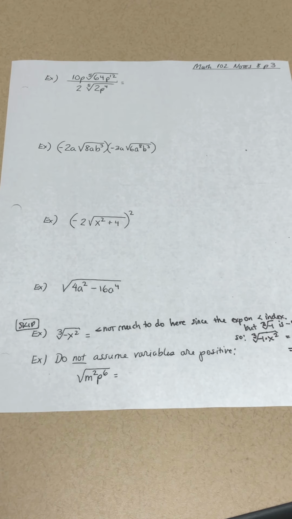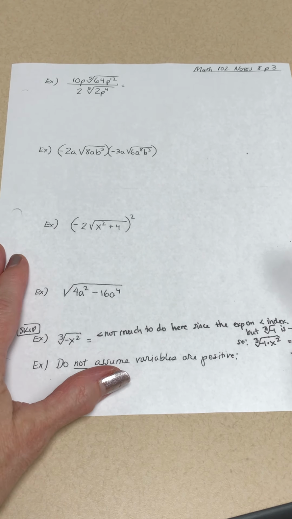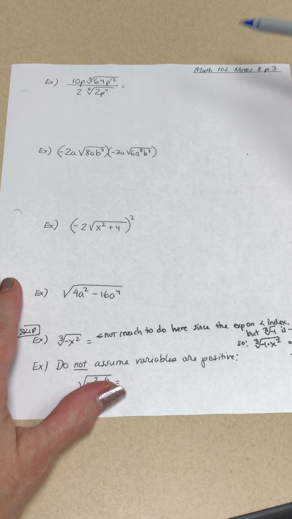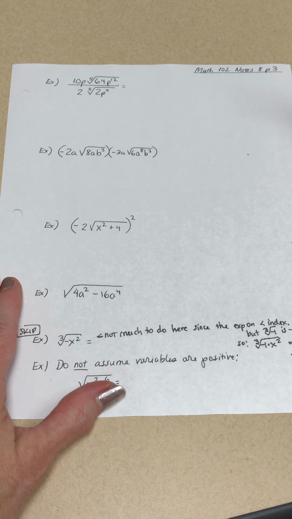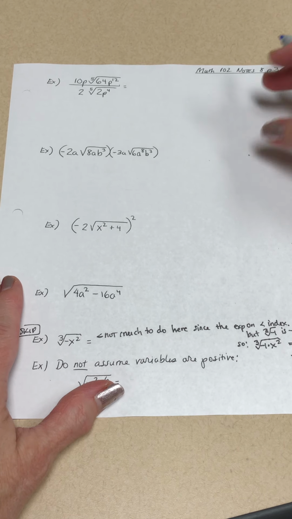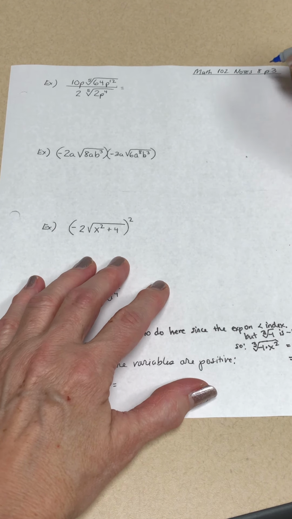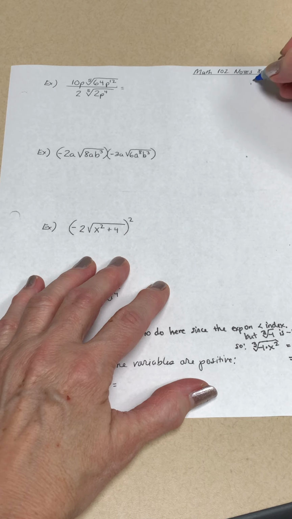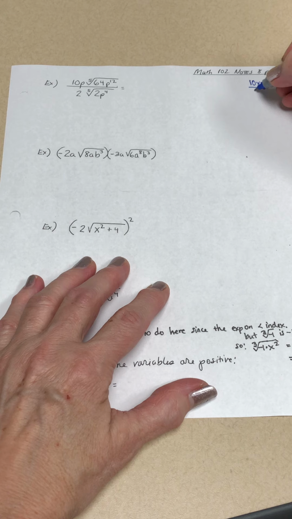So this is notes 8, page 3, simplifying with radicals. On this page, we are assuming all variables are positive. So this looks like a monster, but don't make it too hard. Let's say I had just something like this.